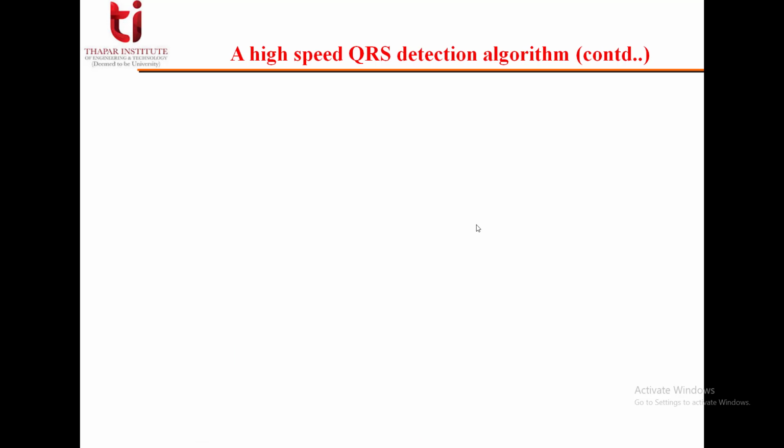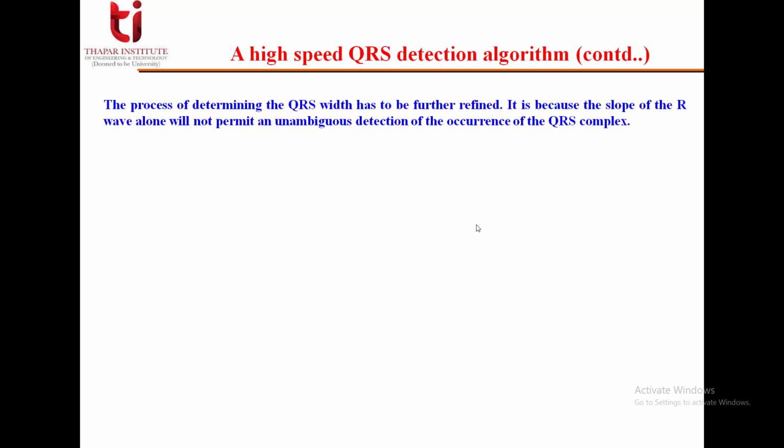So the process of determining the QRS width has to be further refined before its actual measurement can be effected. It is because the slope of the R wave alone will not permit any unambiguous detection of the occurrence of a QRS complex. For instance, many abnormal QRS complexes that have large amplitudes and slow changing slopes might not be detected by using the first derivative of the R wave alone. So, more information from the ECG waveform is required for the detection of the QRS event.